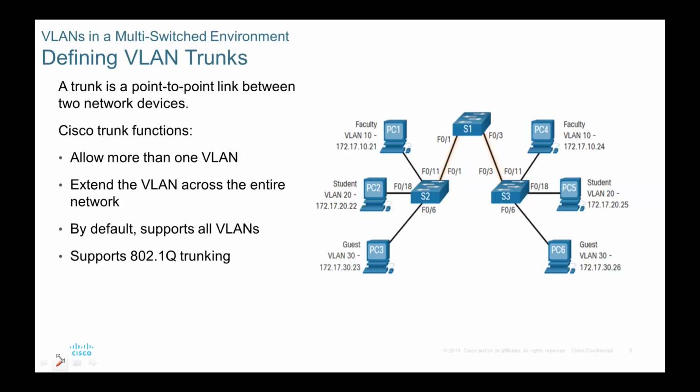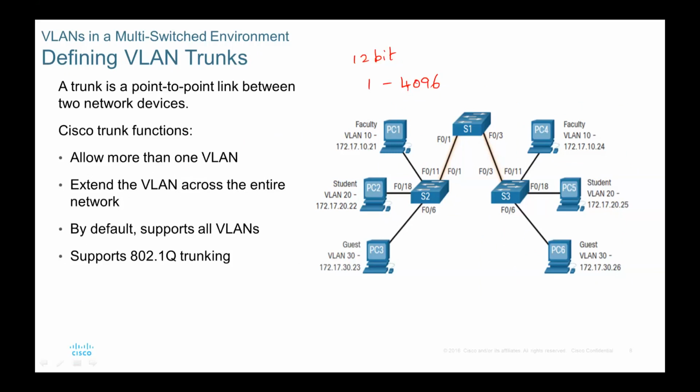How many bits are used for creating the VLAN ID? 12 bits, right? So therefore, you can have 1 to 4096 VLANs, out of which 6 VLANs are fixed, the rest all can be created. So almost 4000 VLANs can be created.